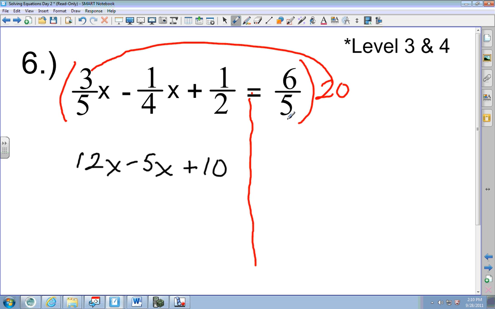Right here, that cancels out. This gives me a 4. 4 times 6 is 24. Okay, so now let's solve it from here. And if you got stuck on the first part, that's great. Now pause it, because now we have the second equation.